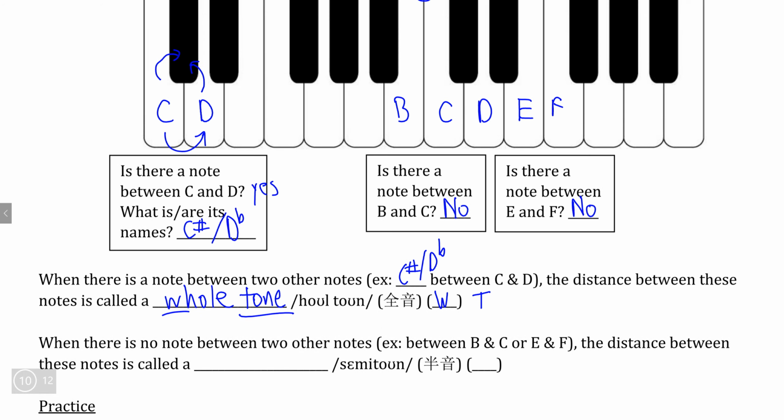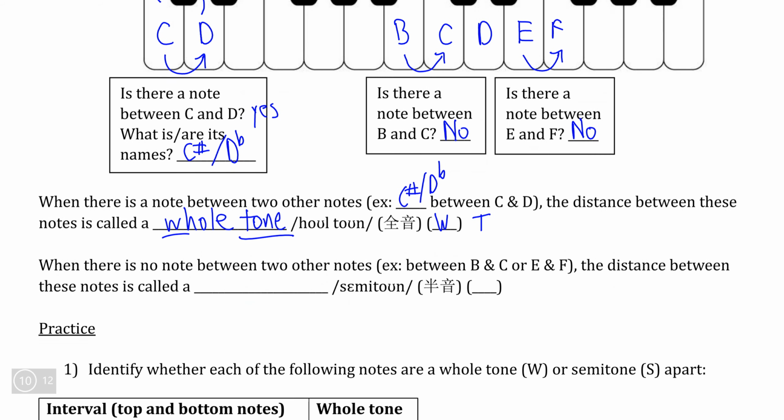However, if we look at the interval between B and C, or between E and F, we see that this is not a whole tone because there is no key in the middle of B and C or E and F. In fact, this interval is exactly half of the distance as the distance between C and D. Therefore, if a whole tone is the whole distance, half of that distance is what we would call a semitone. Semi, of course, meaning half, which we can symbolize with the capital letter S in order to indicate that it is a semitone.